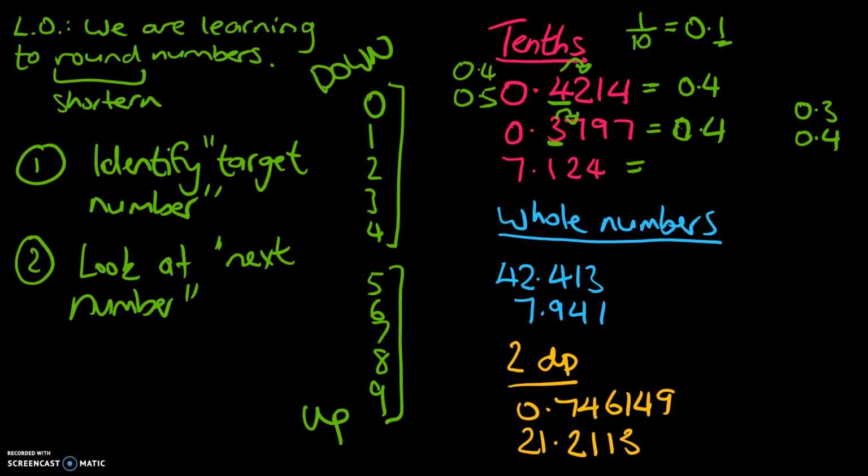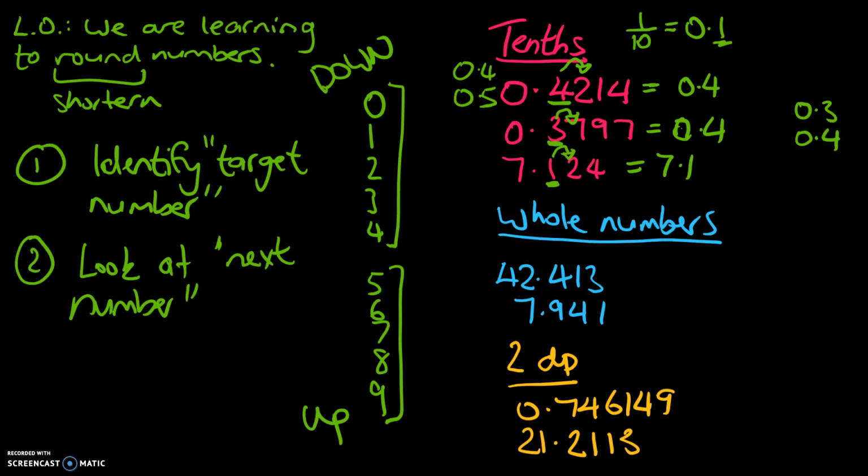And our last question for the tenths, 7.124. So step 1, let's identify the target number, which is going to be the number 1. Let's have a look at the next number. That's a 2. So that 2 means we're going to round it down, and that means we can ignore the 2 and the 4, and we're going to leave it as 7.1. So hopefully with the 3 examples, we know how to round tenths.